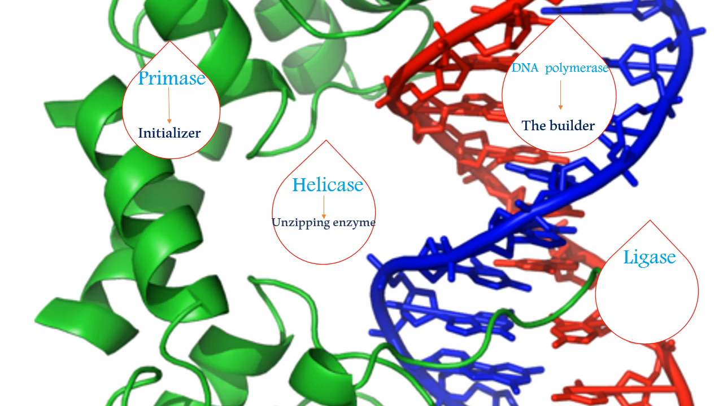The fourth enzyme is the ligase enzyme, and it's known as the gluer because it's responsible for gluing or joining the fragments of DNA for the DNA replication to be completed.